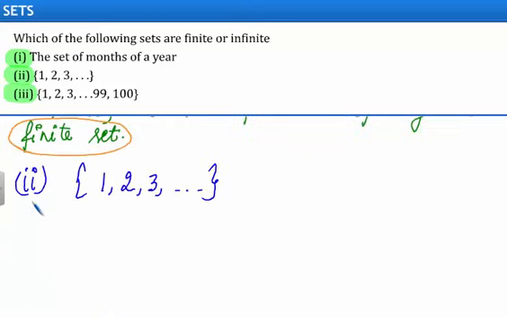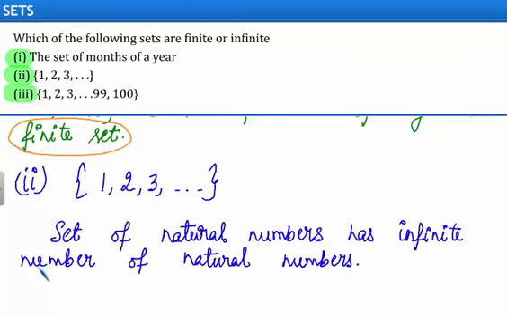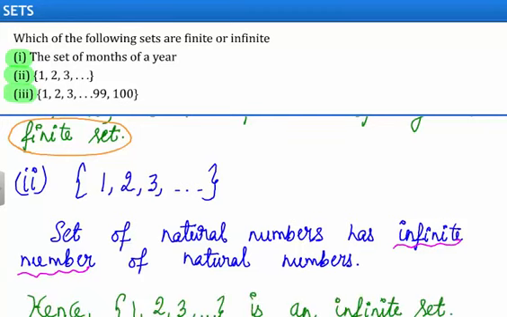In the second part of the problem, we are given set of natural numbers. We need to identify whether this set is a finite set or an infinite set. We know that there is no greatest natural number. Therefore, set of natural numbers has infinite number of natural numbers. Hence, the set of natural numbers is an infinite set, since it consists of infinite number of natural numbers.